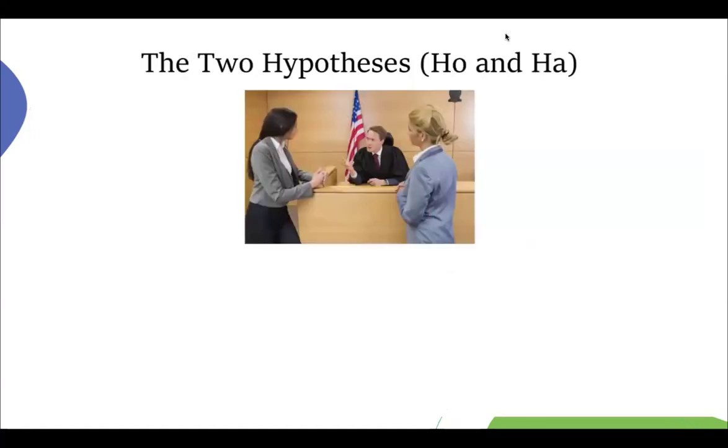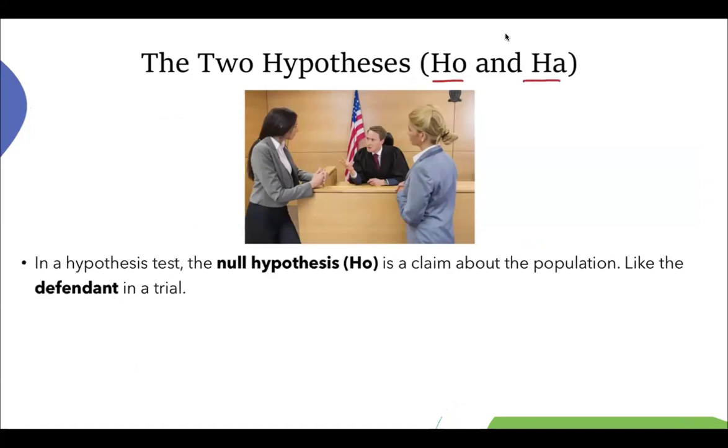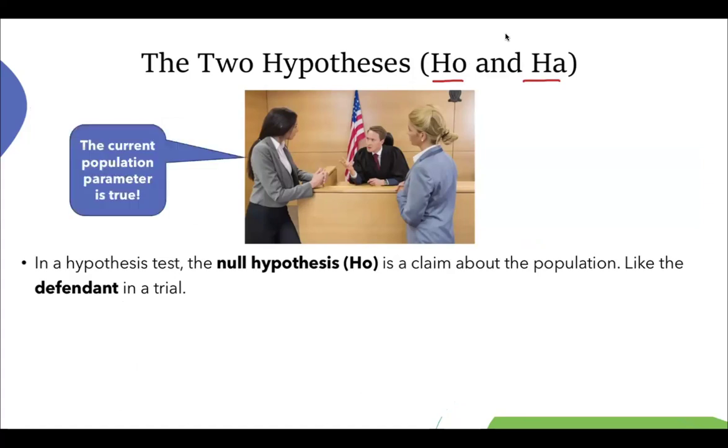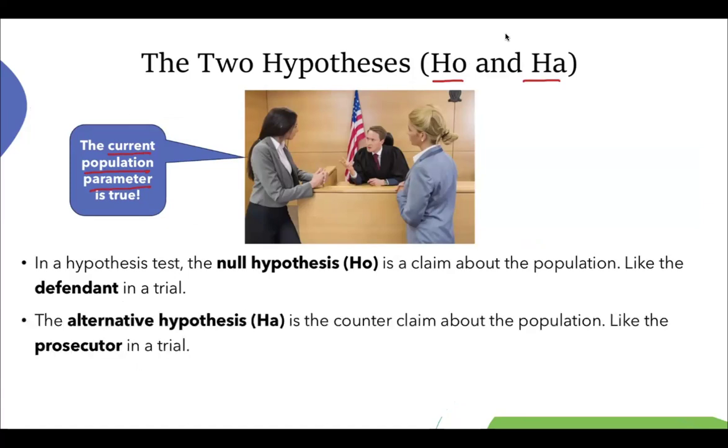The two hypotheses, H0 and HA. In a hypothesis test, the null hypothesis is a claim about the population, like the defendant in a trial. So the null hypothesis is a claim about the population. It's saying that the current population parameter is true. The alternative hypothesis is the counterclaim about the population, like the prosecutor in a trial. The prosecutor tries to show the defendant is guilty.